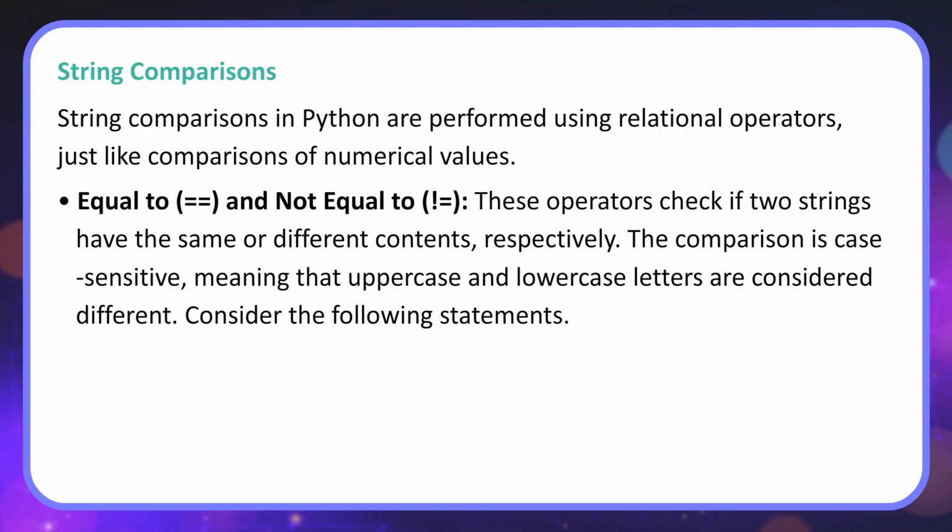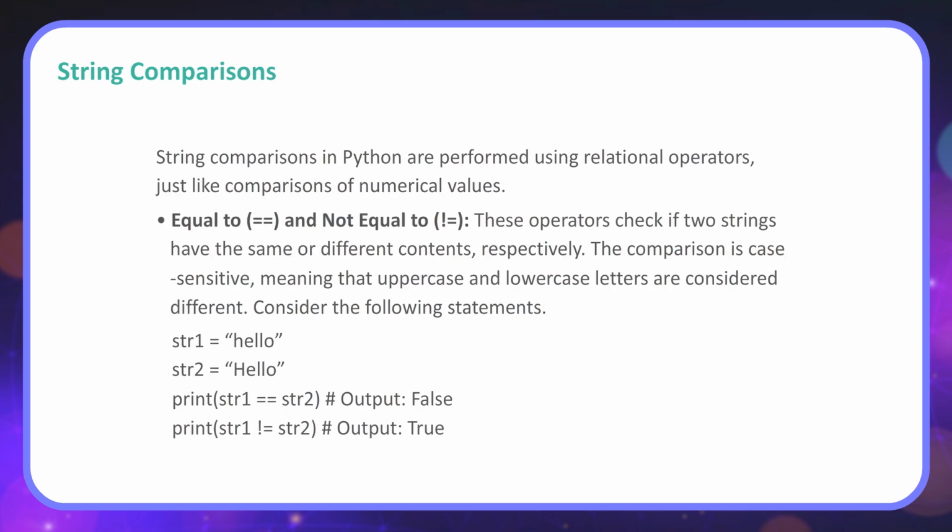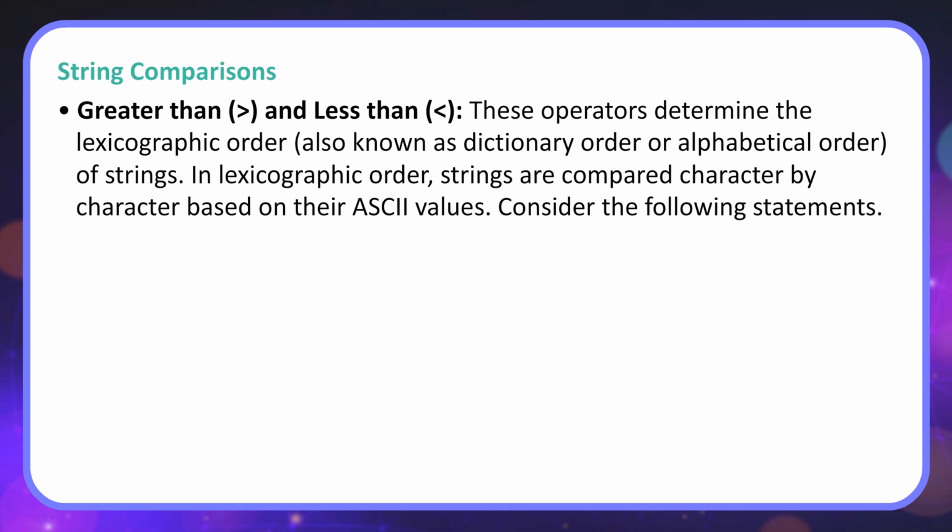Consider the following statements. str1 = 'hello'. str2 = 'Hello'. print(str1 == str2). Output: False. print(str1 == str2). Output: True. Greater than and less than. These operators determine the lexicographic order, also known as dictionary order or alphabetical order, of strings.